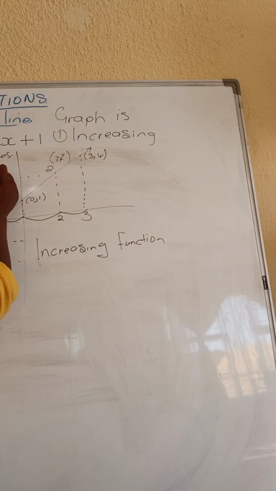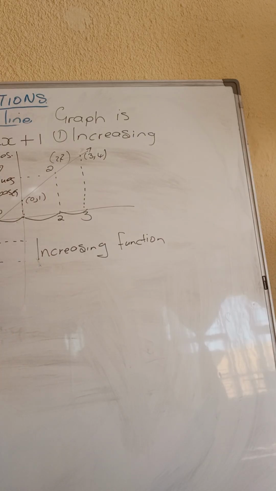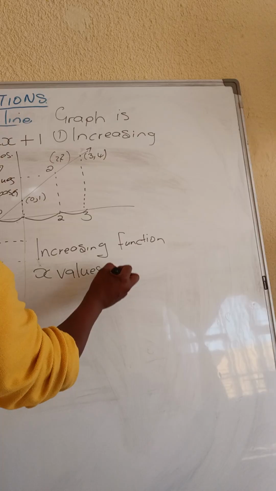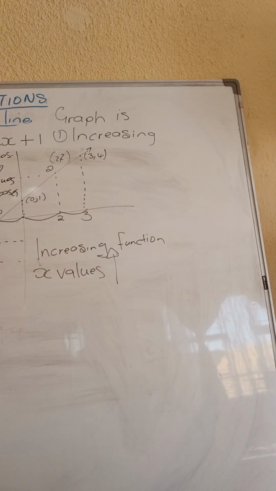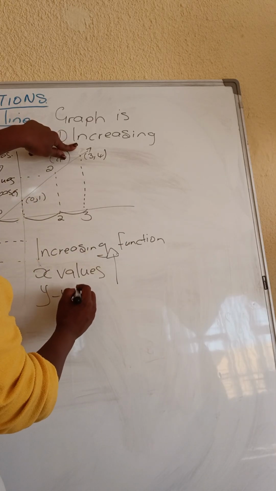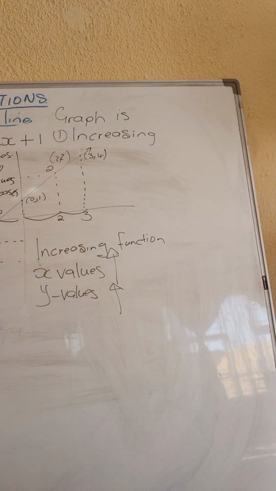The y values are increasing from the negative going up. So do you see that as I increase the x values, my y values, what is happening? Do you see that the y values are also increasing? And when this happens, then we say that is an increasing function.